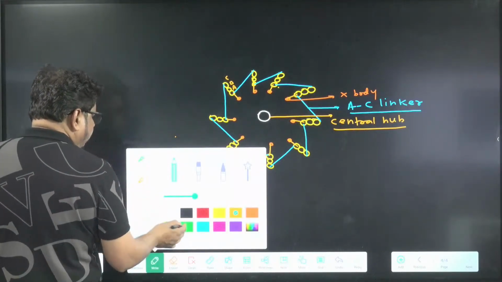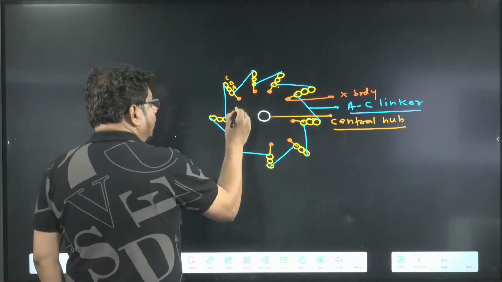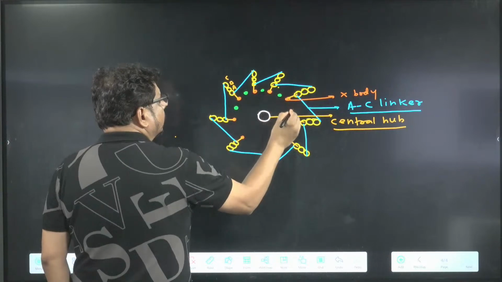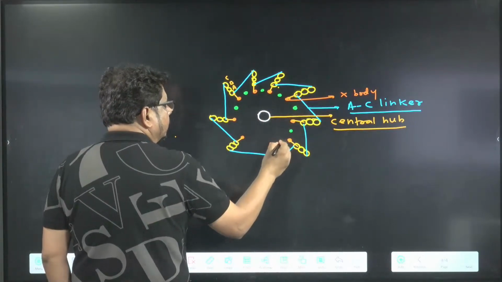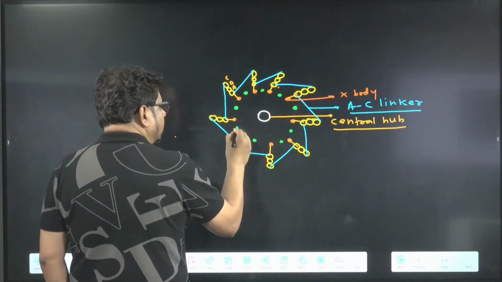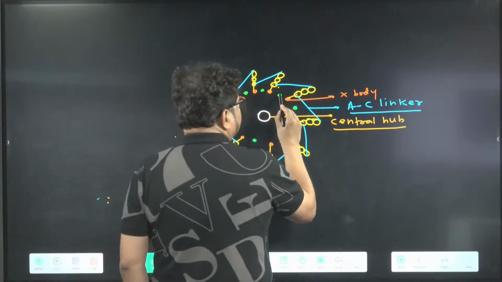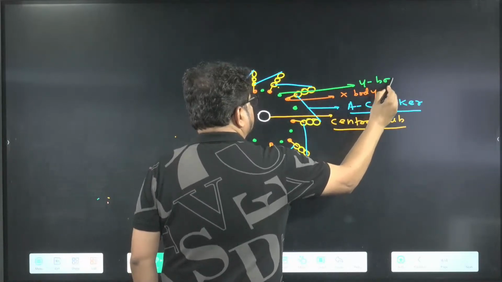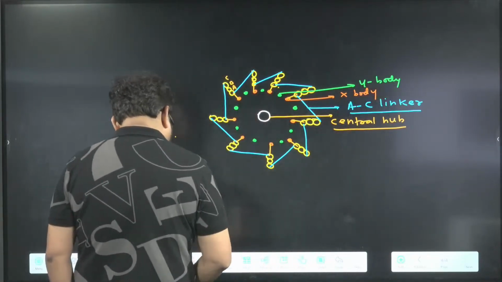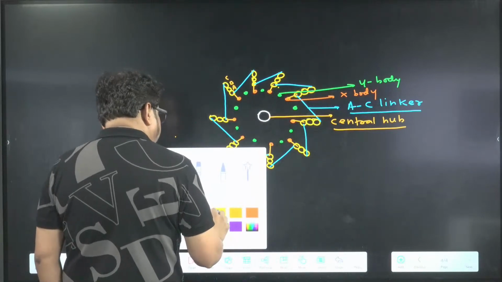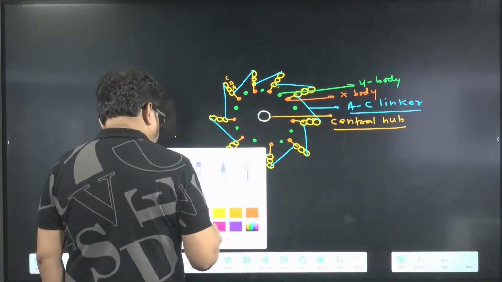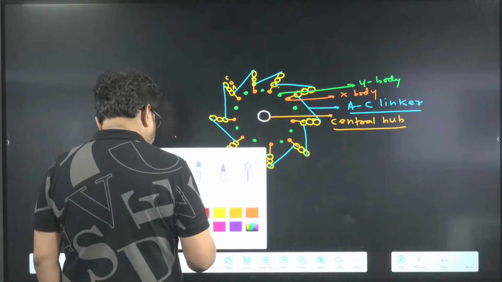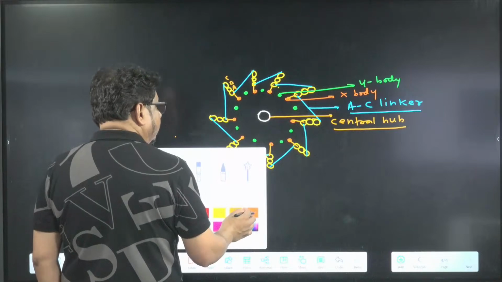Later on what happened? Between 2 X bodies, a Y body is there. So it is the Y body. I am just giving the labeling. It is the Y body. And what is also interconnected? X and Y bodies are interconnected. So I am just connecting X and Y body. Give your attention.